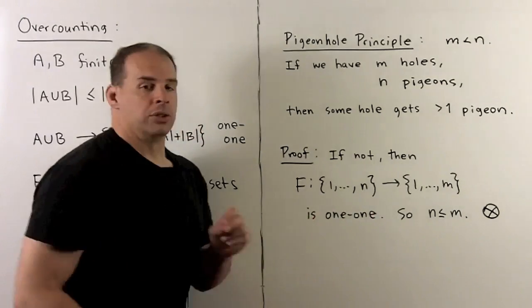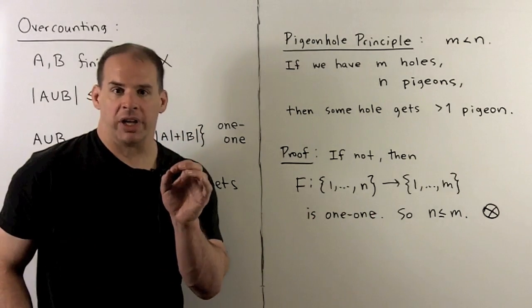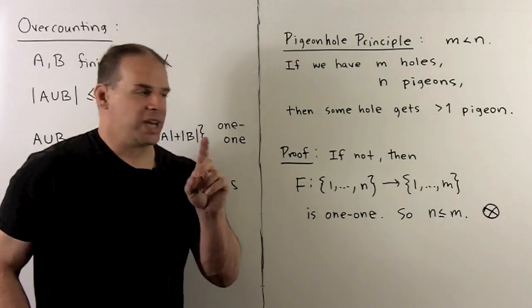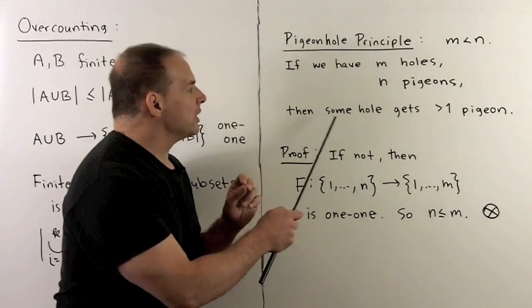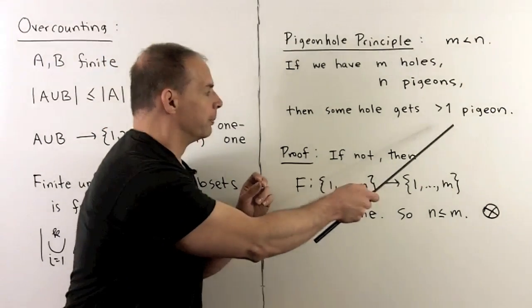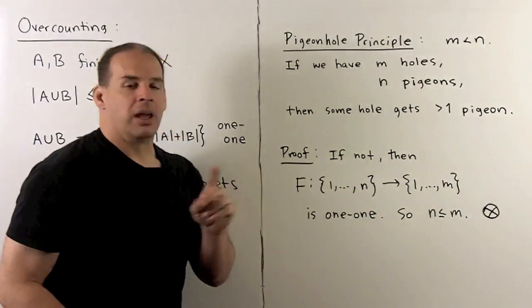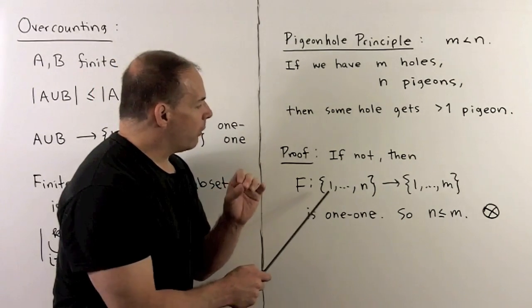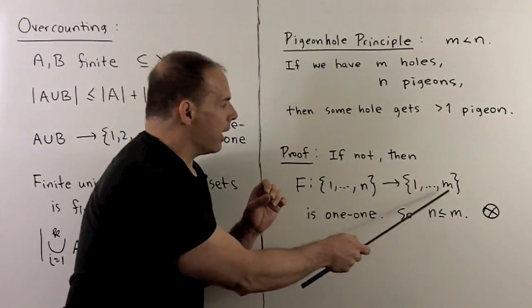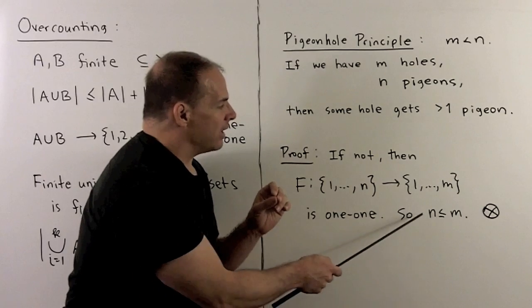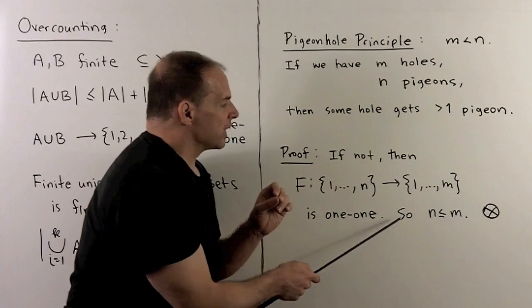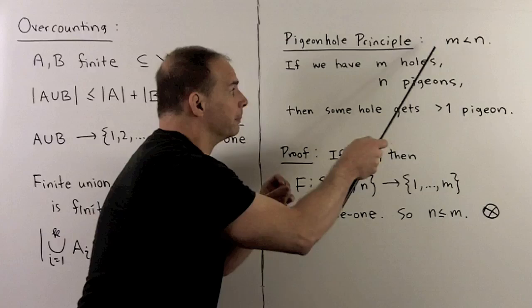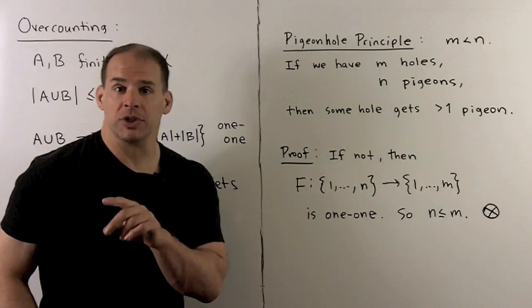Now, to show this, we'll use proof by contradiction. So let's suppose not. Let's suppose every hole gets either 0 or 1 pigeon. That means I can set up a one-to-one map, f, going from 1 through n to 1 through m. That's going to mean that n is less than or equal to m, which is a contradiction to our assumption. So the pigeonhole principle holds.